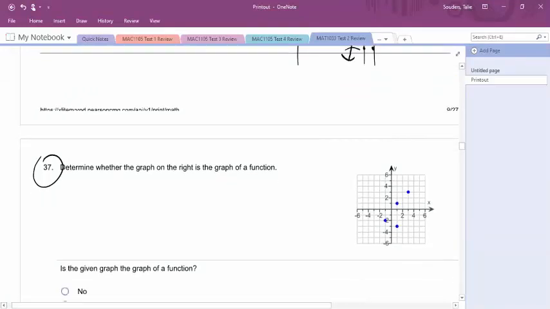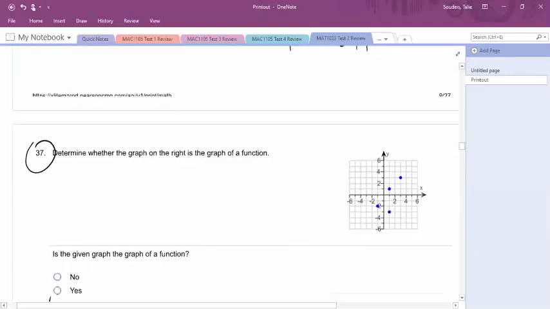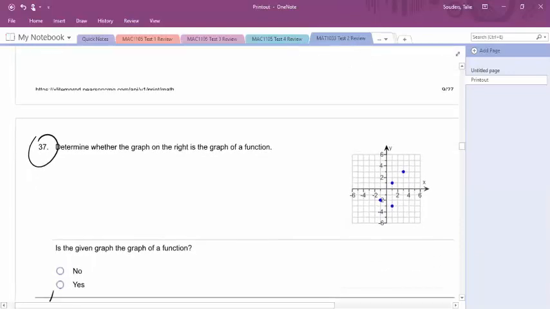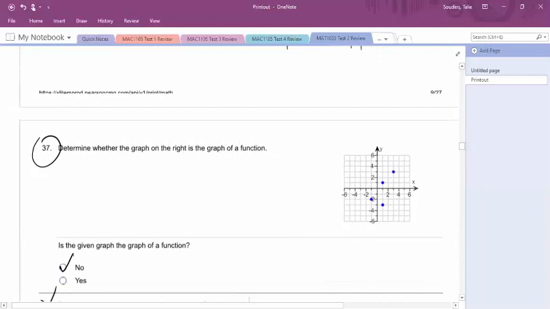So let's look at number 37. Not a function. Why not? What ordered pairs are giving us trouble here? The 1, -3 and then 1, 1. Very good, because if you draw that vertical line x = 1, it goes through both of those ordered pairs, which makes it not a function. Excellent.